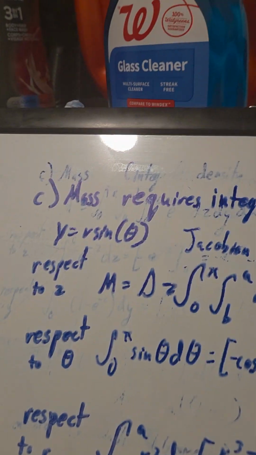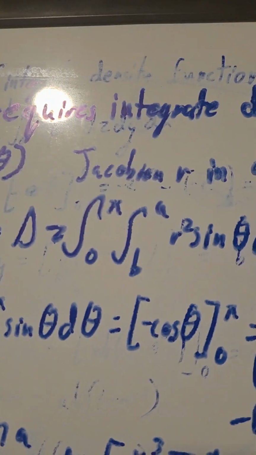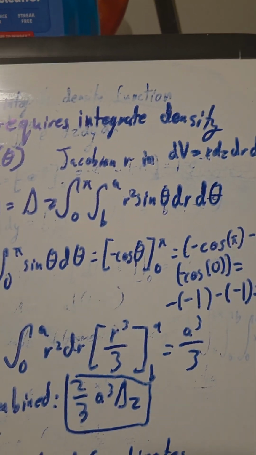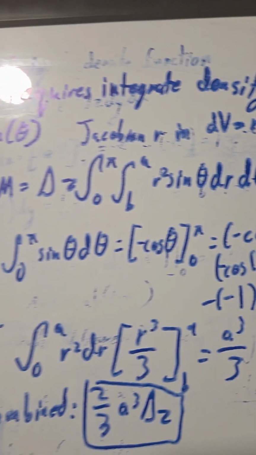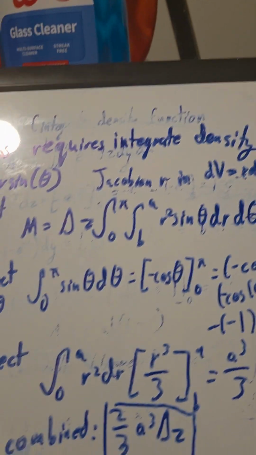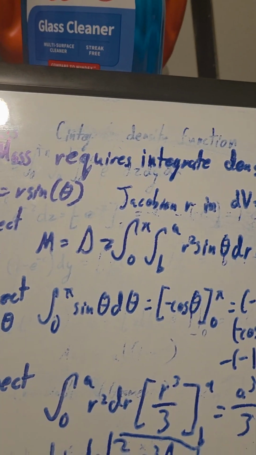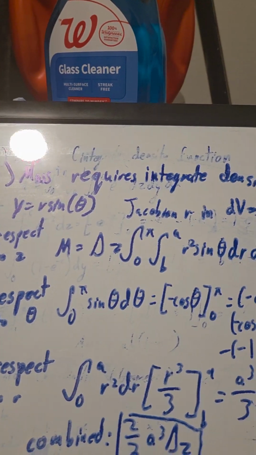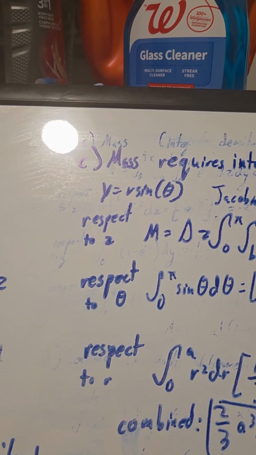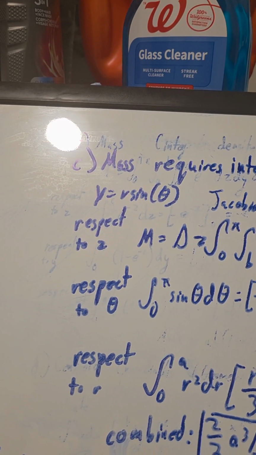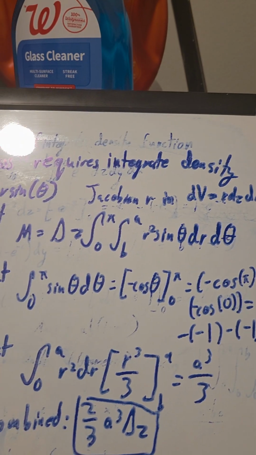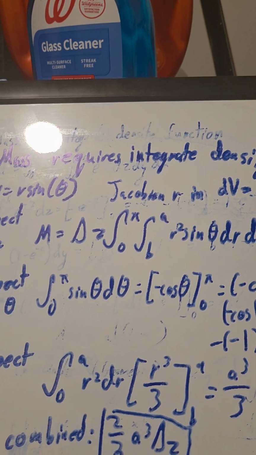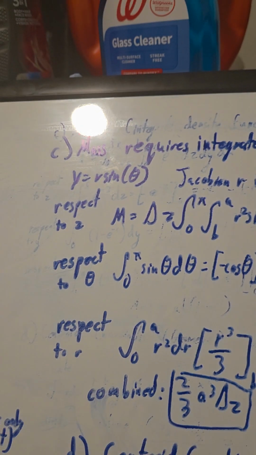With respect to z, we start off taking our integral for that. Since there are no z variables in r squared sine of theta, we actually just multiply the whole thing by z, which is why I have that here.